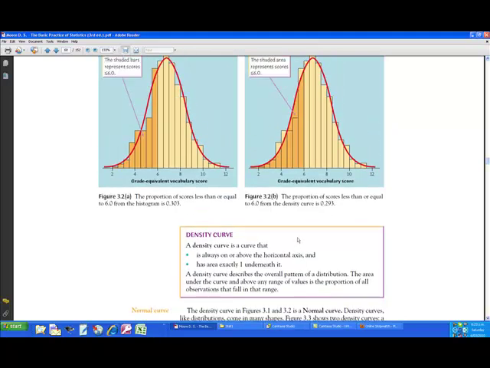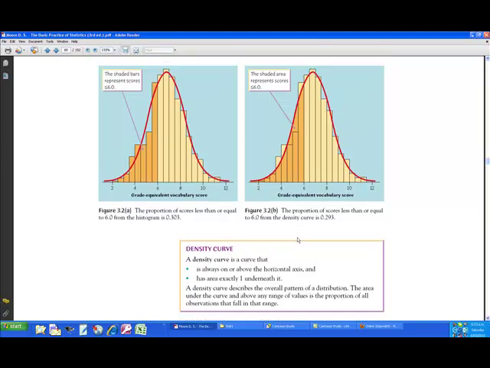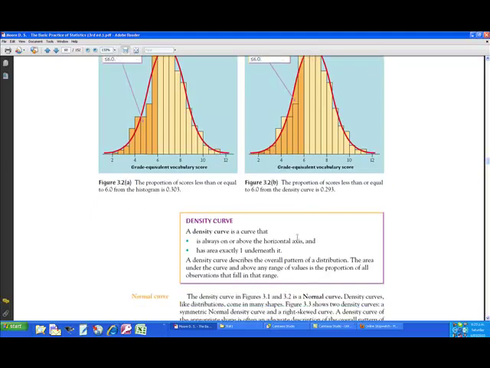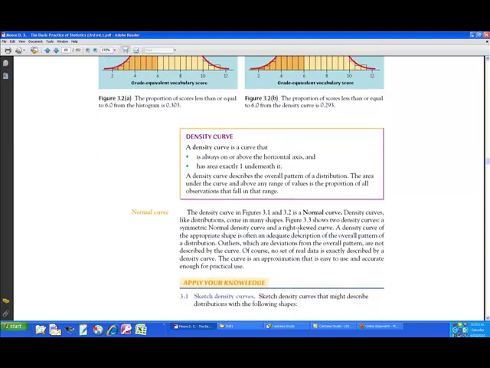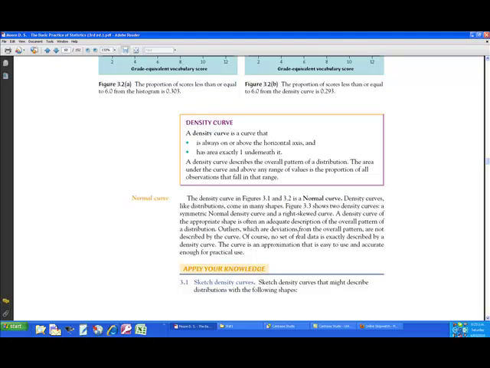Of course, there are many ways to draw a curve that's always above the x-axis, the horizontal axis, and has an area of 1 underneath it. It doesn't have to look like this curve. Any such curve will be called a density curve, and this is an example of it, and this one has a particular name. It's called the normal curve. So the density curve in figure 3.1 and 3.2 is a normal curve. Density curves, like distributions, come in many shapes. 3.3 shows 2 density curves, a symmetric one. Okay, let's look at that.